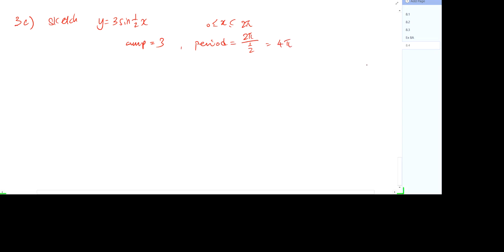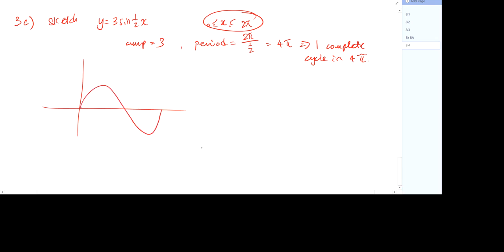So we are expecting one complete cycle in 4 pi. But the range that we are required to draw for the graph is only up to 2 pi. So we are only getting half of a cycle. And knowing our sine graph looks like this for one complete cycle, then that implies that this is 2 pi and this must be 4 pi. In this case, with the maximum value as 3, minimum value negative 3.